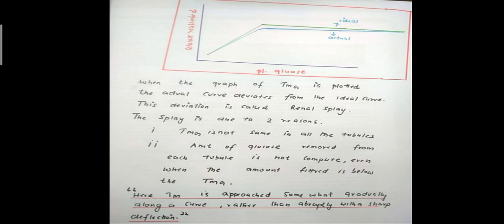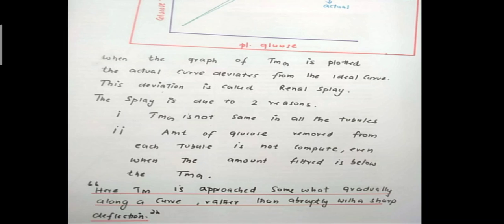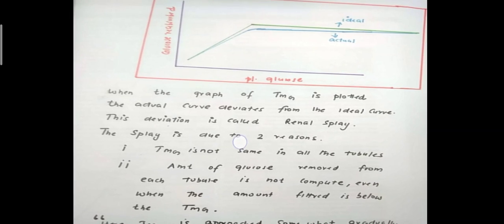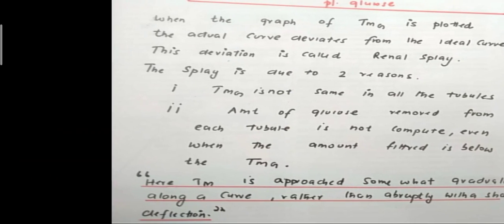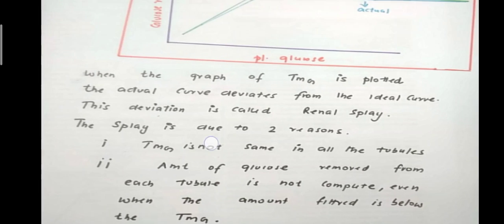When the graph of the TMG is plotted, the actual curve deviates from the ideal curve. This deviation is called renal splay. And the splay is due to two reasons. First reason, the TMG is not the same in all the tubules. Second reason, the amount of glucose removed from each tubule is not complete even when the amount filtered is below the TMG. So here the TMG is approached somewhat gradually along a curve rather than abruptly with a sharp deflection.